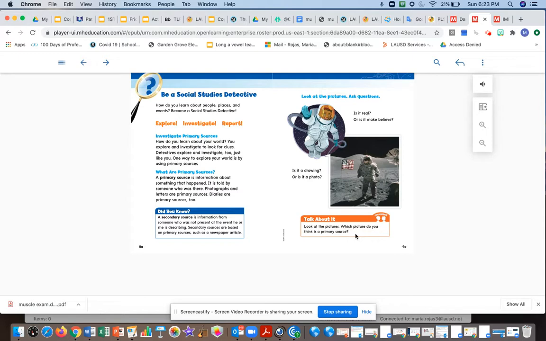Okay, so a primary source has to be information from someone who was there. So it can be a letter, it can be a photograph, or it can be someone who was there. So go ahead and determine, because you're a social studies detective, which picture is the primary source. So which one is the real one? Okay, go ahead and record your response in Schoology, and that will be your assignment. You can record it and describe which one you think is the primary source.